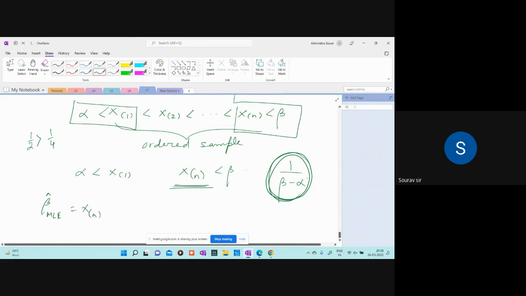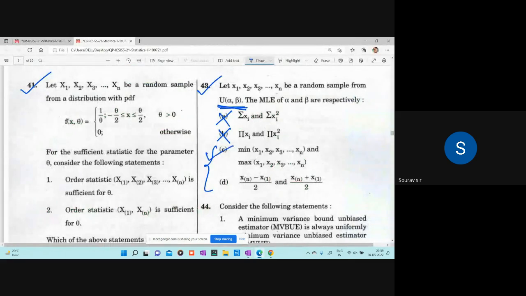Now for alpha, since there is a minus sign before alpha, the maximum value of alpha with the minus sign will actually maximize this particular function. So that's why I am going to take alpha hat MLE as x order 1. So basically option C is my answer. Is it clear? D is not my answer.